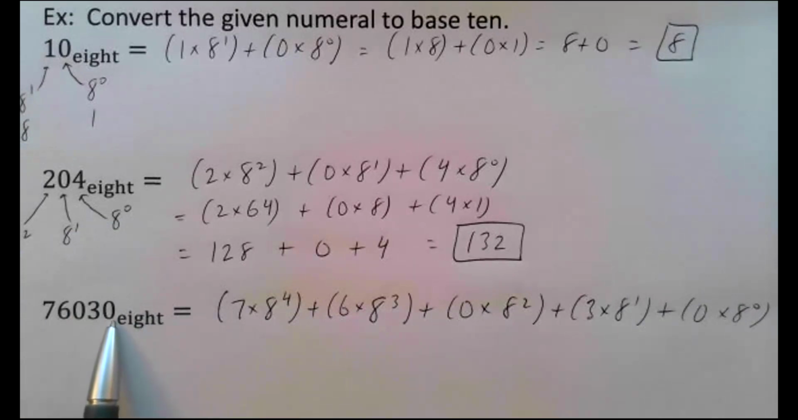So this is the 8 to the zero position, 8 to the first power's position, 8 to the second, 8 to the third, 8 to the fourth. So I started with 7 times 8 to the fourth. Remember, there are 5 digits here, but that doesn't mean we use the fifth power. If there are 5 digits, we always start with the fourth power, because we have to use the 0 power for our last one.